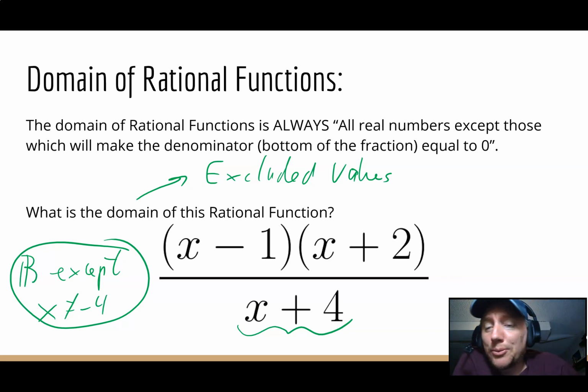So like I said, it's something we've done before. Sometimes you may have to factor the bottom to make sure, but it's all real numbers except for the excluded values. In this case it's -4. Okay, so that's domain. Pretty simple. You don't have to worry about the top at all.